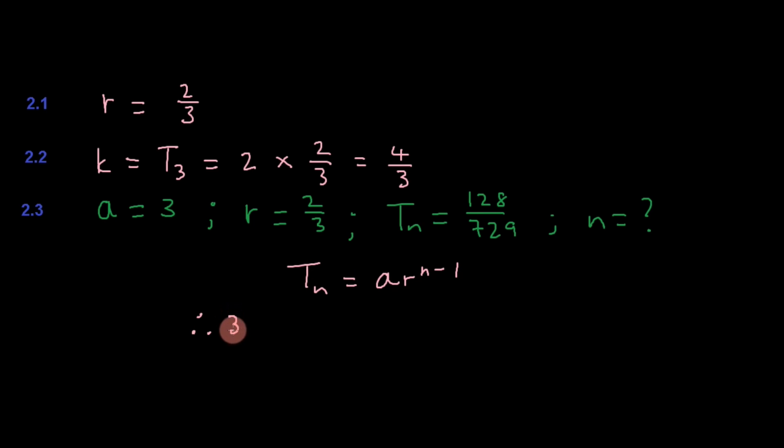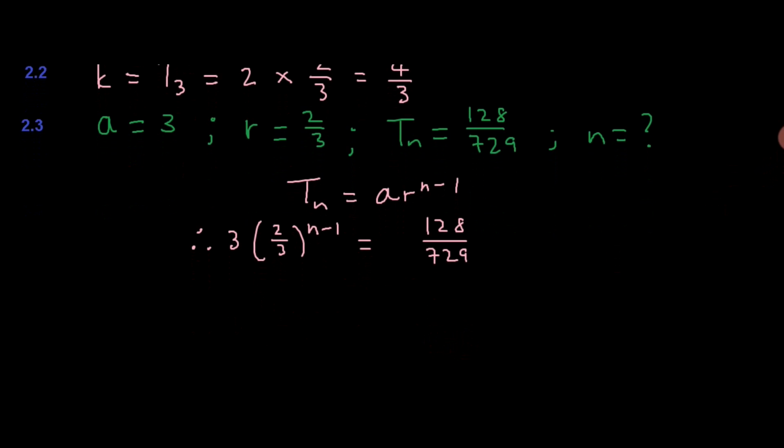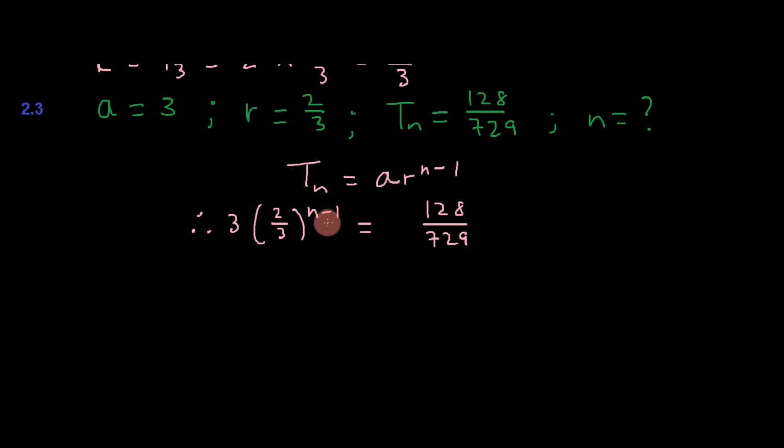a is 3. r, of course, is 2/3. n is what we need to find. And t sub n is 128 over 729. We need to solve for n in this equation. We can first get rid of the 3 here by dividing it into the right-hand side.